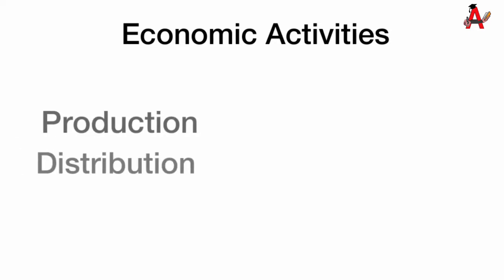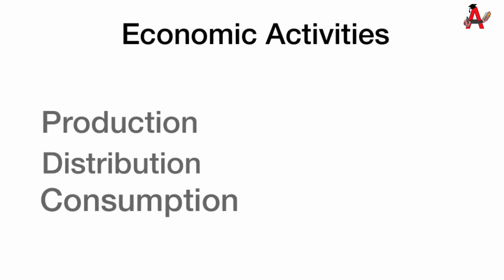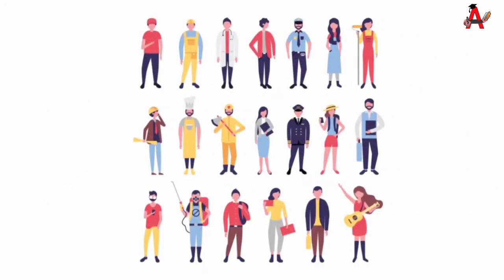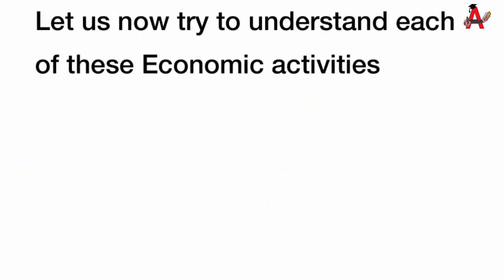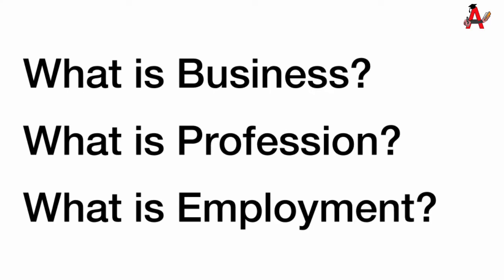Whereas economic activities are those actions which involve production, distribution and consumption of goods and services at a cost. For example, a worker who is working in a factory does the work and he is being paid for it. Let us now try to understand each of these economic activities in detail. What is business, what is profession and what is employment?